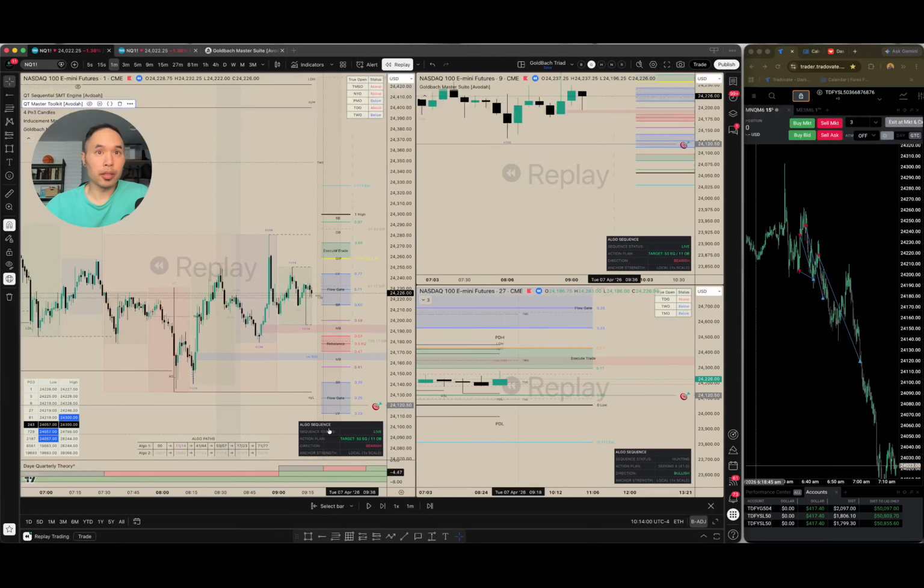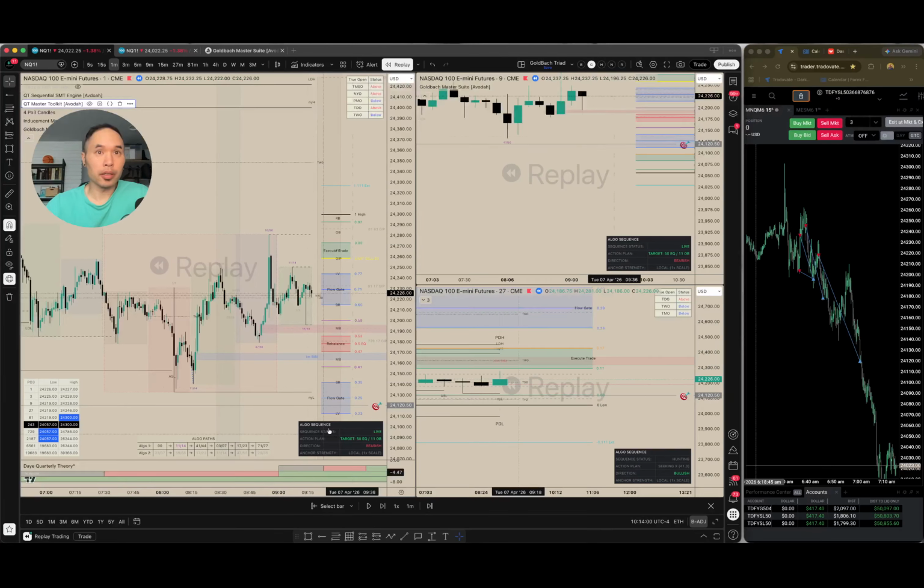My second target was right here. You can call it a BISI, but it's a BPR right here because it's a balanced price range. So my second target was right there. That's my second partial, down here, 195. Sorry, 195. I think it's roughly around here. So that was my other partial.